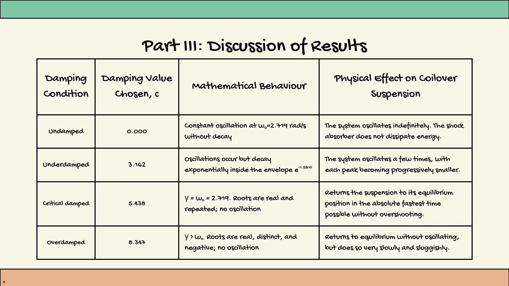For the critical damping, which is c equal to 5.438, something interesting happens, which is omega equal to gamma exactly. The roots become real and repeated, and oscillation disappears completely, which is the fastest possible return to equilibrium without overshooting, the ideal case. For the overdamped case, which is c equal to 8.347, gamma is now greater than omega. The roots are still real but distinct, so again there is no oscillation. However, it returns to equilibrium more slowly and sluggishly than the critical case.